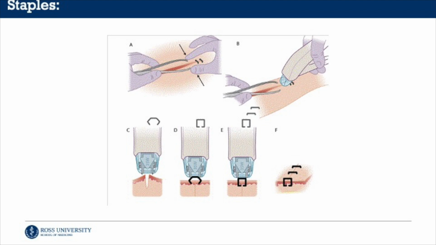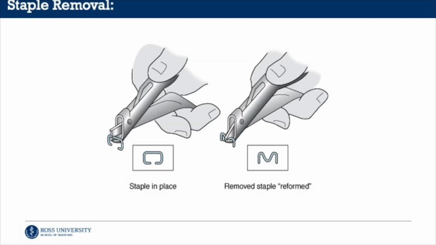And here we have an example of staples. Staples are also an effective way to close wounds quickly. In terms of staple removal, we have an example of what it looks like when a staple is in place and the staple remover, and what it looks like to the staple after it has been removed. As you can see, it's been reformed.